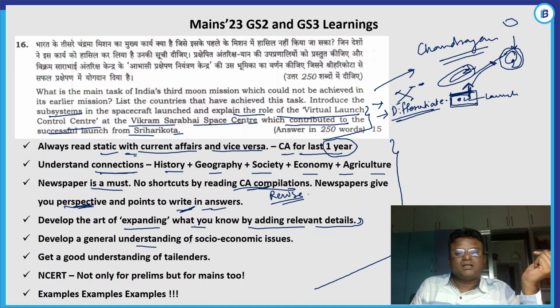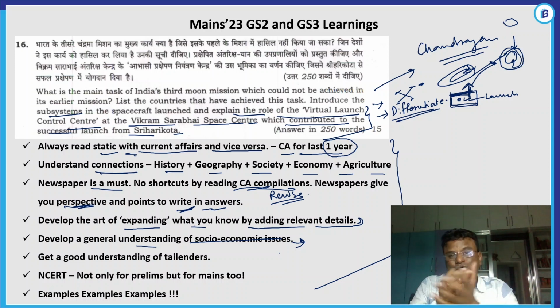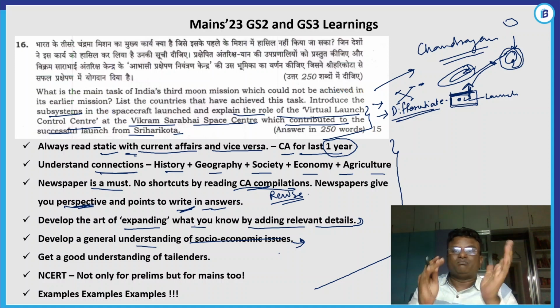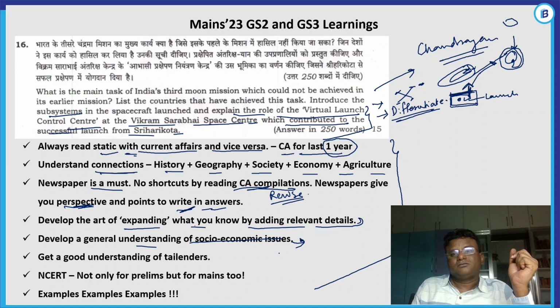Develop a general understanding of socio-economic issues. Not everything is about data. Of course, data is important, reports are important, they should go in your notes, the static and dynamic compiled notes that you have. But then look at the question: suicides, marriage, mobile and child. Suicide, marriage, you can write some stats at least.